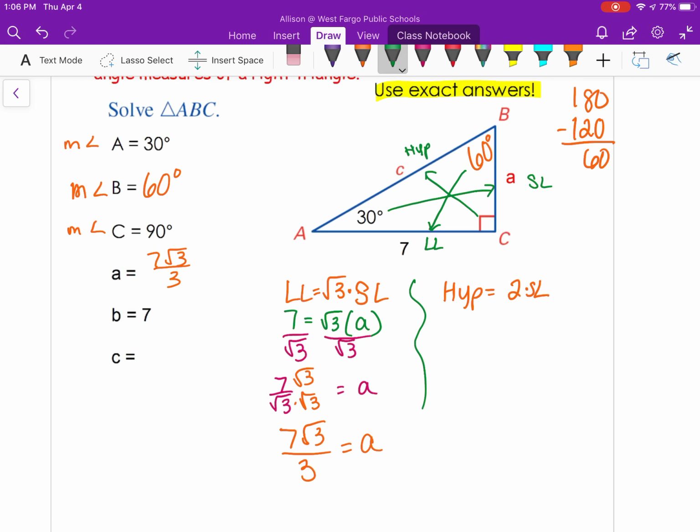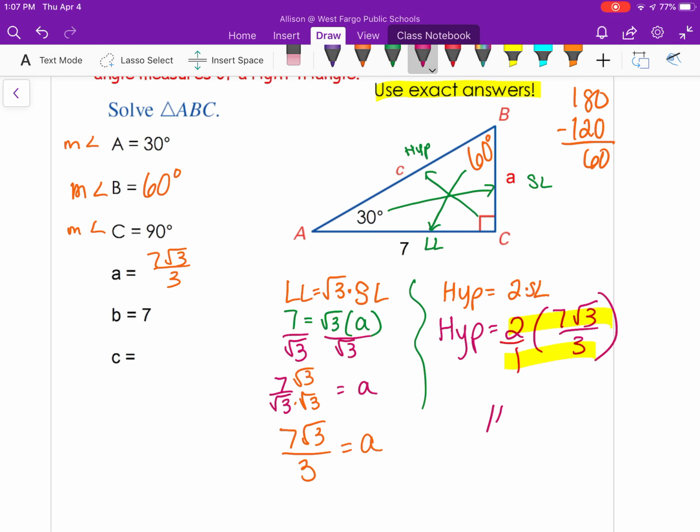And now I have enough information. Since A was my short leg, I can plug it into my hypotenuse equation. So now I know that the hypotenuse will equal 2 times the short leg. The short leg was 7 square roots of 3 over 3. So to multiply a whole number by a fraction, you might want to put the whole number over 1. And then remember, you multiply across the top and then across the bottom. So across the top, 2 times 7 square roots of 3, since 2 is on the outside of a square root and so is 7, you multiply those coefficients together.